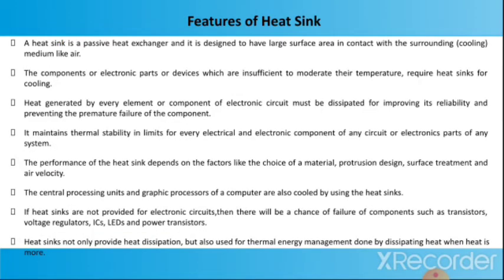Now we'll talk about the features of a heat sink. A heat sink is a passive heat exchanger, and it is designed to have a large surface area in contact with the surrounding medium like air. The components or electronic parts of devices which are insufficient to moderate their temperature require heat sinks for cooling. Heat generated by every component of an electronic circuit must be dissipated for improving its reliability and preventing premature failure of the component. It maintains thermal stability within limits for every electrical and electronic component of any circuit or electronic parts of any system. The performance of the heat sink depends on factors like the choice of material, protrusion, design, surface treatment, and air velocity.